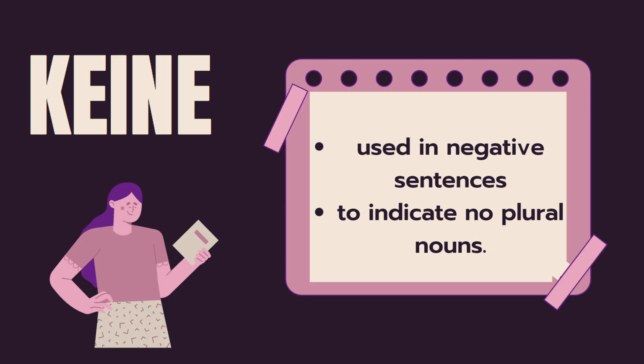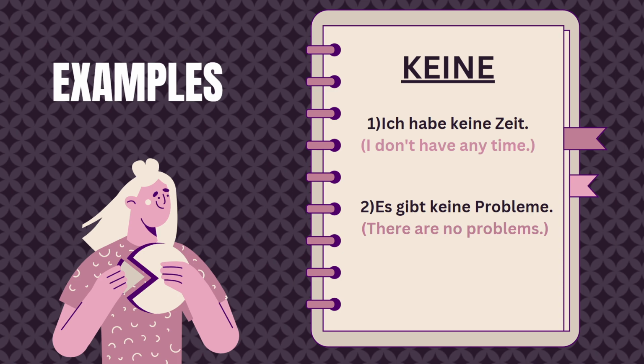Now let's move on to the second form of plural article, which is keine. We use keine in negative sentences to indicate that there are no plural nouns, which is basically negating the existence of plural nouns. Let us understand with some examples. Ich habe keine Zeit, which means I don't have any time. Es gibt keine Probleme, which means there are no problems.